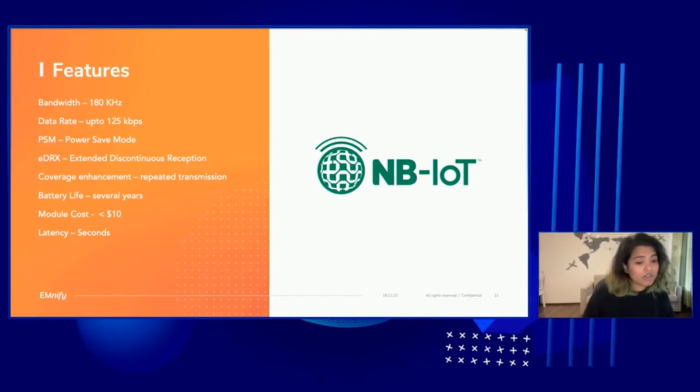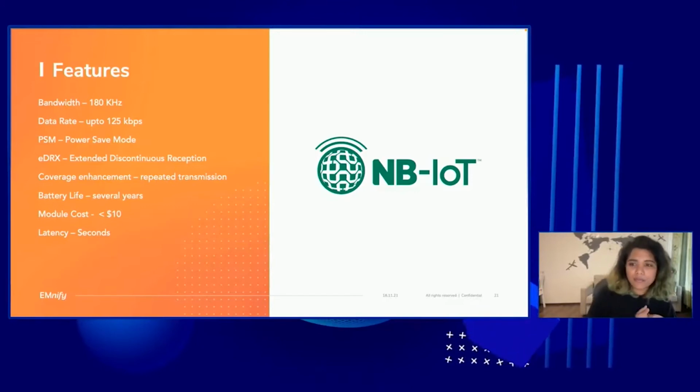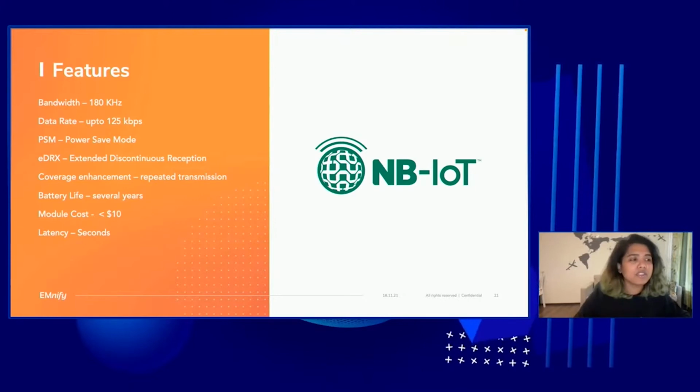The module costs have come down to like $8 or something, so it can come in at less than $10. And then the trade-off here is latency, which is a few seconds. With LTE-M, let's say it was milliseconds, here it's a few seconds. And that is specifically designed for the use cases which we've seen in the industry, which we've seen people using in the industry.